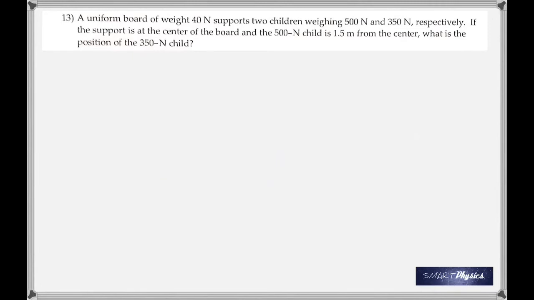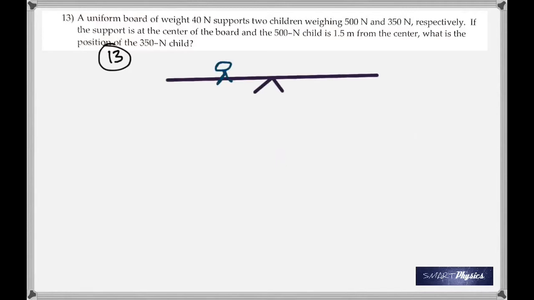It's a uniform board of weight 40 newtons supporting two children weighing 500 newton and 350 newtons respectively. The support is at the center of the board and the 500 newton child is 1.5 meter from the center. What is the position of the 350 newton child? Here the important thing is to understand that although the board has a weight, because you can imagine that the weight is acting right through its center and that is where the support is, its weight does not create a torque because there is no distance. The weight of the board does not create a torque.